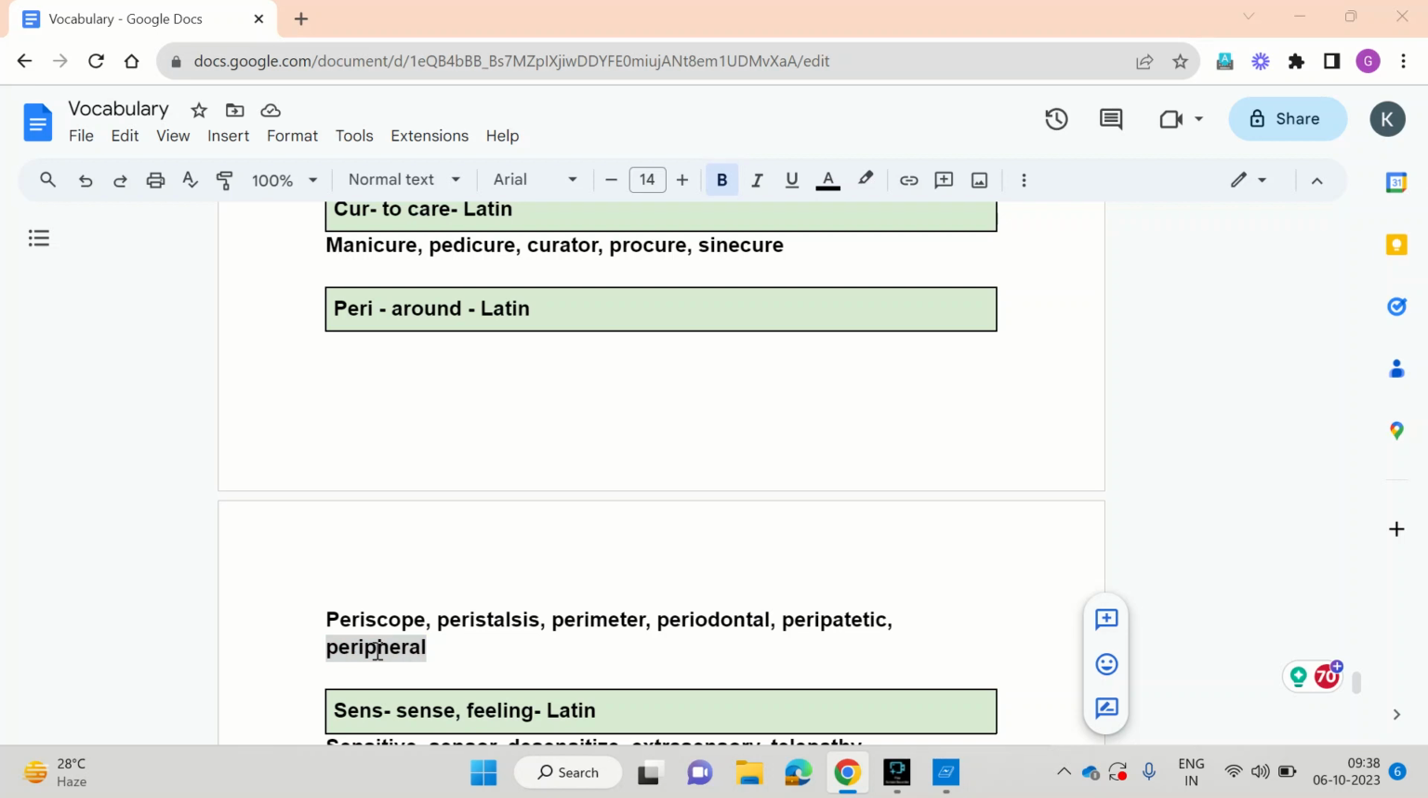Peripheral. Peripheral is again having to do with the outer edges. You are not going to the center. You are over the boundaries. Peripheral vision means the lateral vision. So when you are driving, you don't just look on the road. You look out the sides also, so that no one is coming on the sides and you are safe on all sides also. That is peripheral vision.